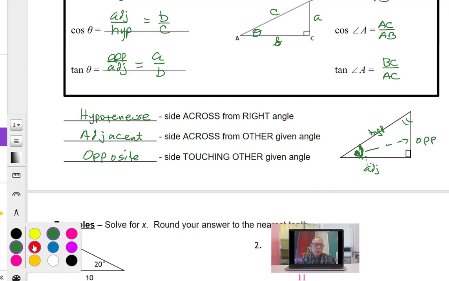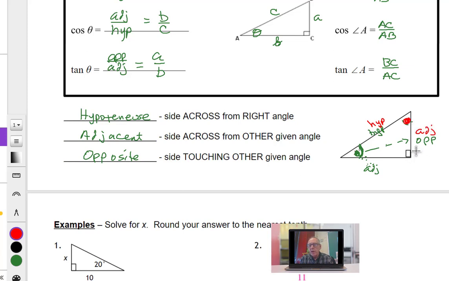Now, if we switch reference angles, like here, standing at this angle, the hypotenuse is still the same. It's opposite the right angle. But now the adjacent side is the side you can touch if you're standing at the angle, and the opposite side is the side you're looking across at. So it's really important we keep opposite and adjacent straight, depending on the reference angles.